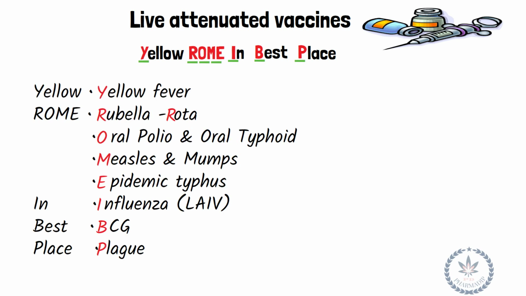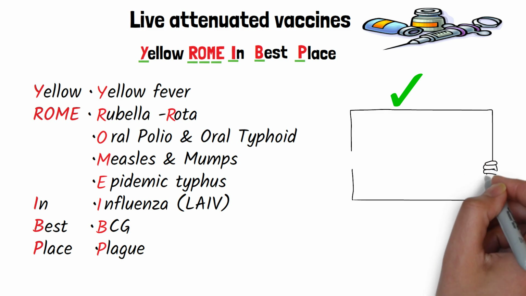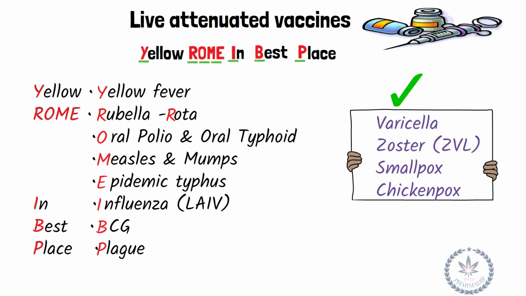Y stands for yellow fever. R in Rome stands for rubella and rota. O stands for oral polio and oral typhoid. M stands for measles and mumps. E stands for epidemic typhus. IN stands for influenza, that is, live attenuated influenza vaccine. B of best stands for BCG. P of place stands for plague. Other live vaccines include varicella, zoster, ZVL, smallpox, and chickenpox vaccine.